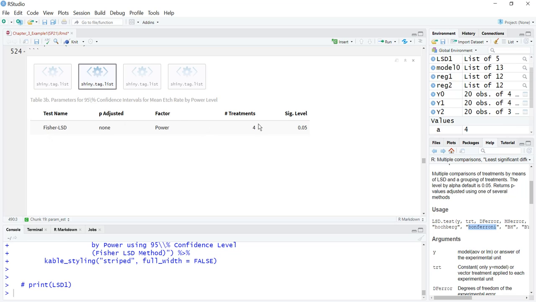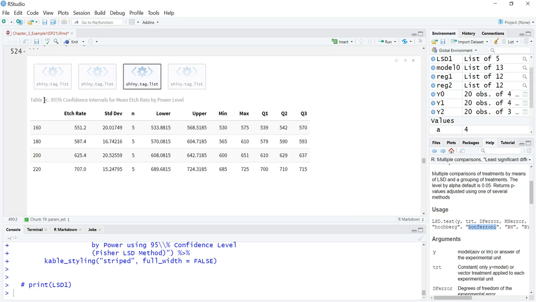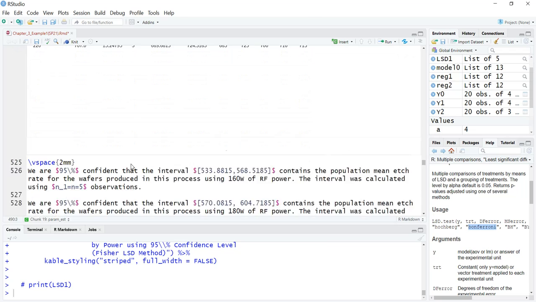And then the second part, for parameters. And then table 3C, you see here, is the one I referenced. This has the unadjusted confidence intervals in there and some other information. Standard deviation, the mean etch rate, I should change that.